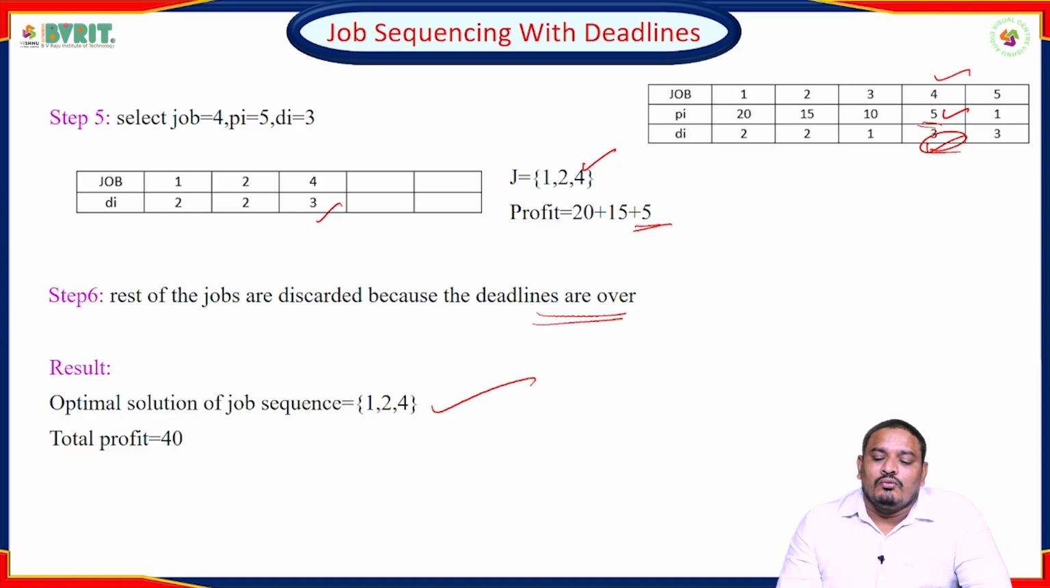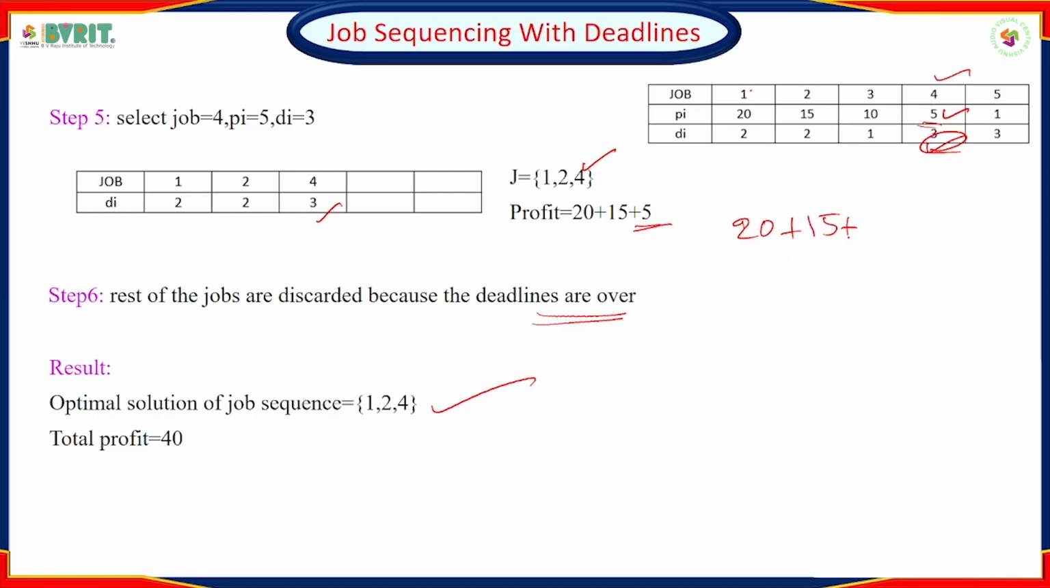What is the profit? Job 1 is 20, job 2 is 15, job 4 is 5. The total profit is 40. That is the job sequencing with deadline.